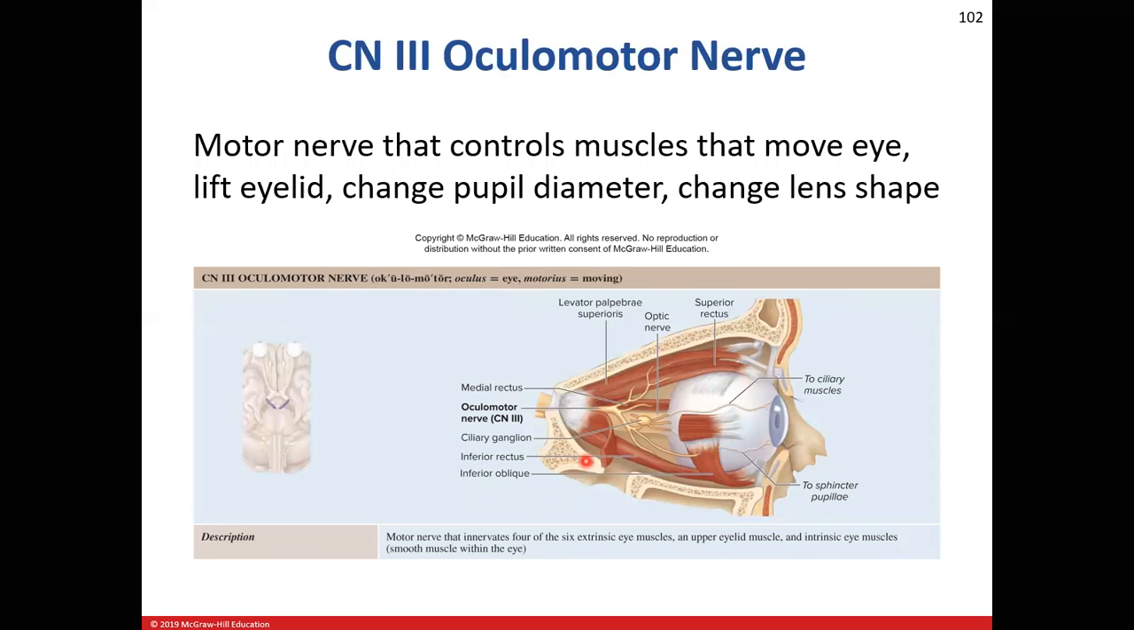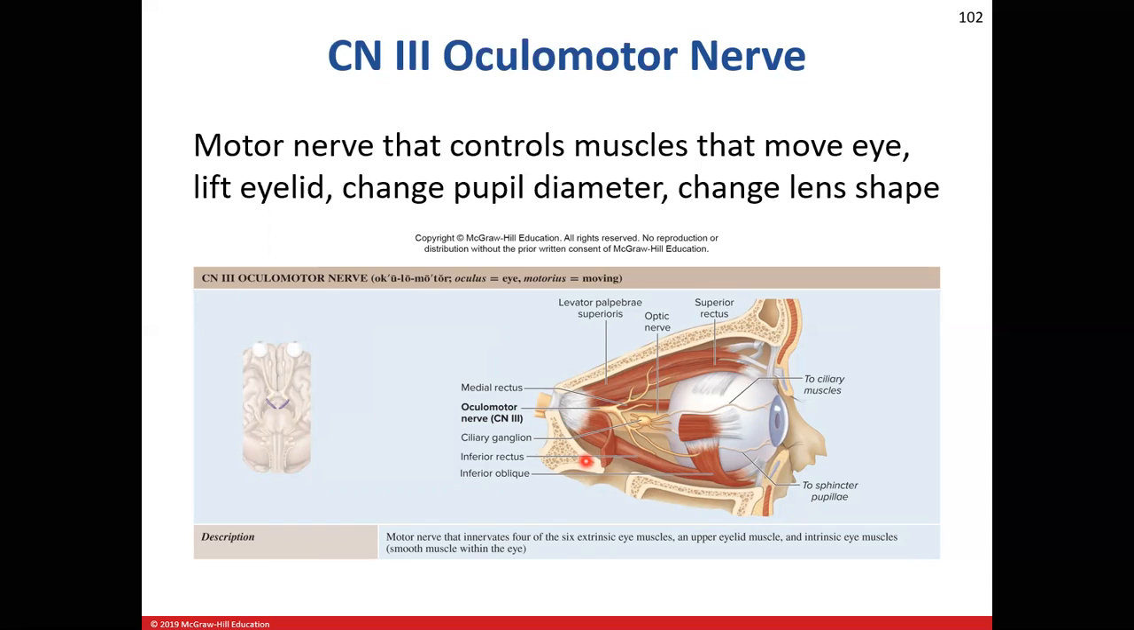Our third cranial nerve is called the oculomotor nerve. Now, cranial nerve 3 is a motor nerve, and it's going to control the muscles that help to move the eye, lift the eyelid, change the pupil diameter, and also change the lens shape.